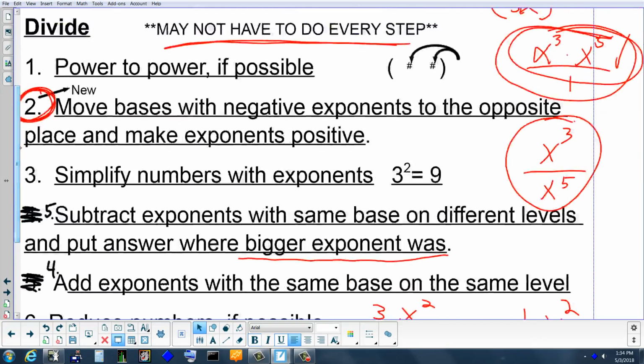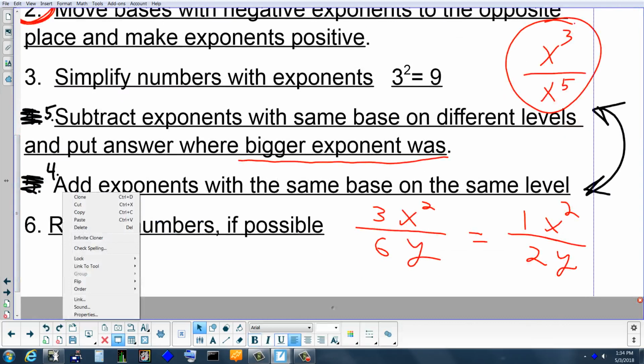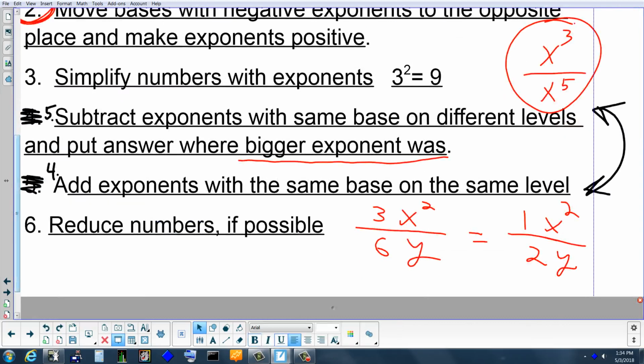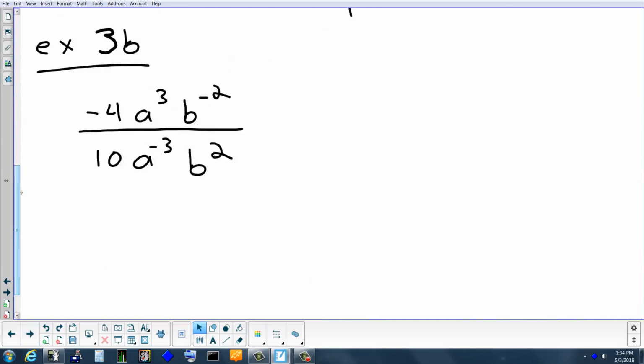So do 1, 2, and 3 in the same order, but then do a switch on those last 2. I think that's easier. Do the adding on the same level first, then do the subtracting. Okay, I think that's easier. All right, so take a couple minutes, try that, and then we'll take a look at it.